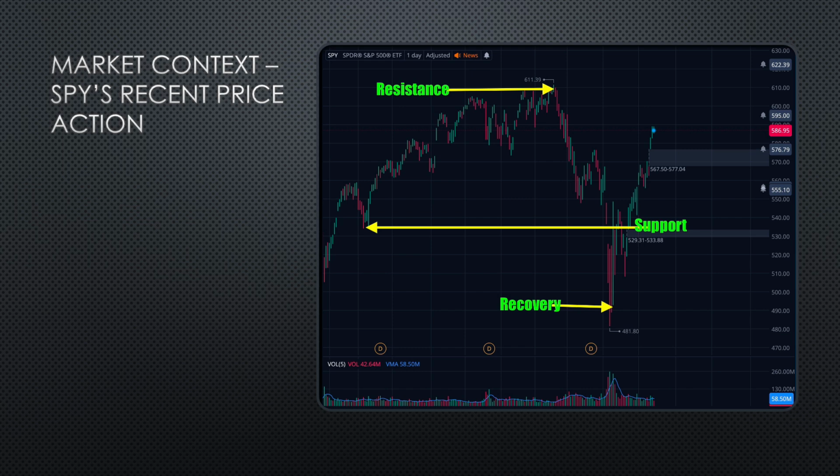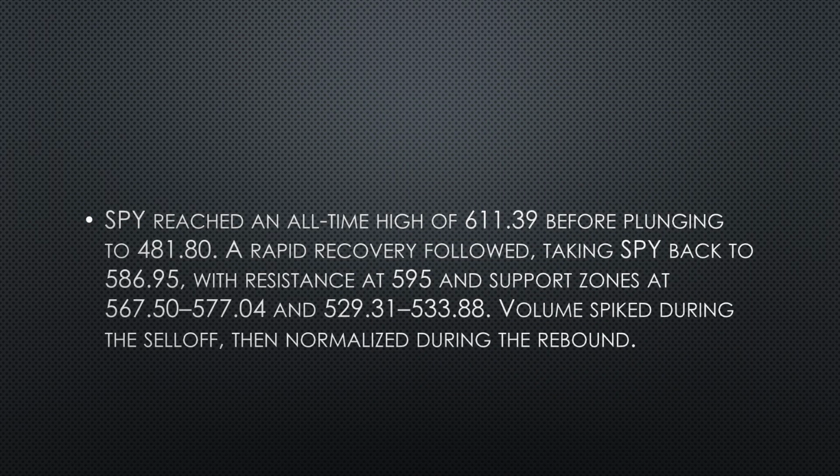Market context. SPY's recent price action. SPY reached an all-time high of 611.39 before plunging to 481.80. A rapid recovery followed, taking SPY back to 586.95, with resistance at 595 and support zones at 567.50, 577.04, and 529.31 to 533.88. Volume spiked during the sell-off and then normalized during the rebound.